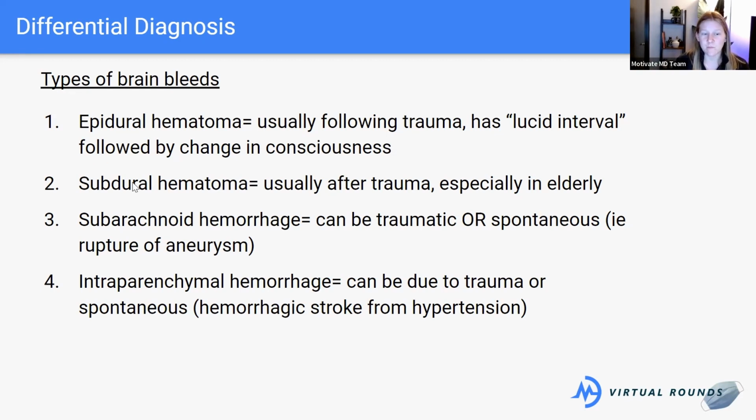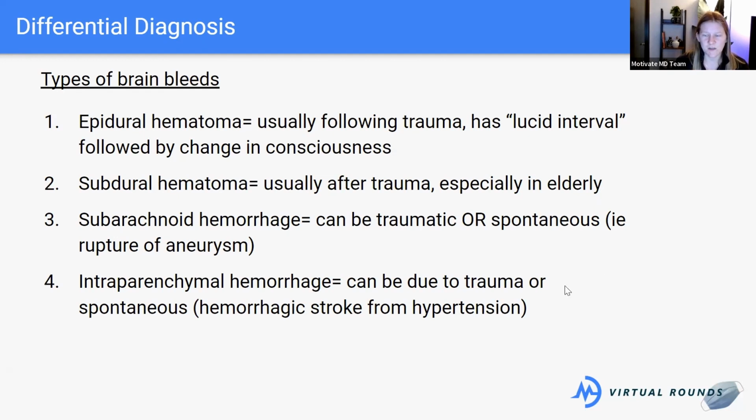The next one is a subdural hematoma. And this is also usually after a trauma, but we tend to see this more in patients who are elderly or older, and especially those who are on blood thinning medications. So that's something that we want to look at for this patient too.